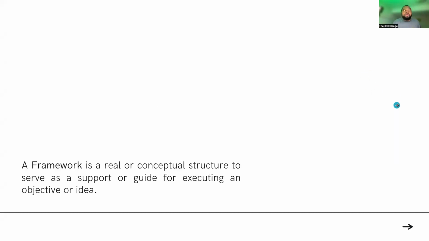A framework is a real or conceptual structure to serve as a support or guide for executing an objective or idea. So when we say Agile framework, we mean that we have different frameworks for Agile, different guides. Scrum is one of the frameworks. Kanban is one of the frameworks. Are you getting it? So we have different Agile frameworks to help us execute Agile.